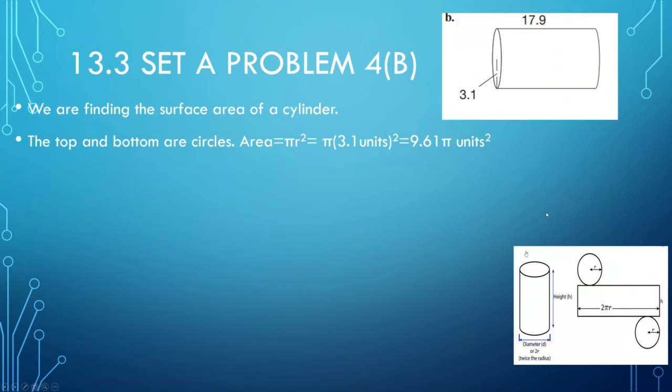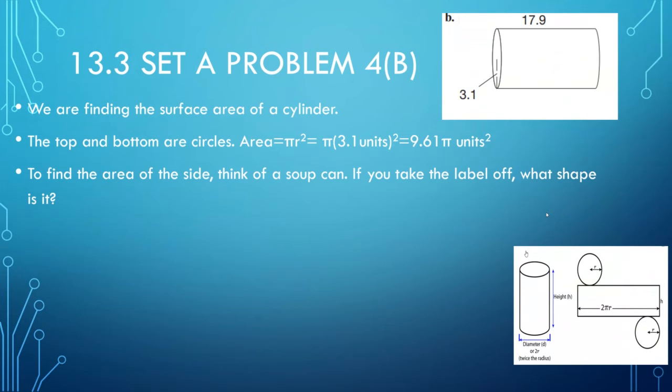Okay, the top and the bottom are circles, and the area of a circle is pi r squared. We can see that r, the radius, is 3.1 units, and so that gives us the area for each one of those circles as 9.61 pi square units. And then we have the other part of the cylinder.